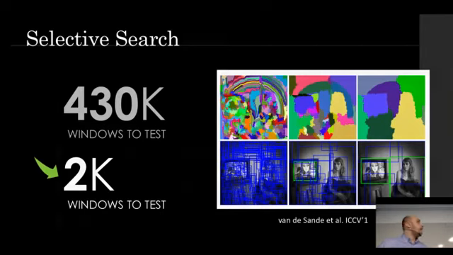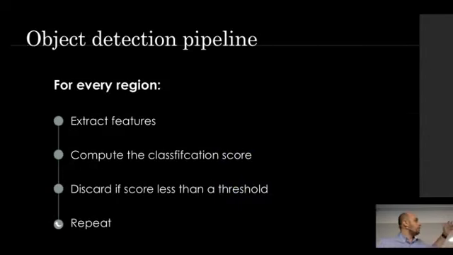We can do it. So before I go through this, the detection pipeline is simple. We take a bunch of regions, we extract the features, we compute the classification score, and if the classification score is too low, we discard. If it's too high, we keep it, and then we repeat, and so on and so forth. And then there's usually a step called non-maximal suppression, which does the cleanup for us in the end, but it's not the focus here.